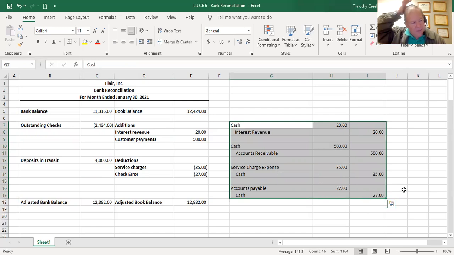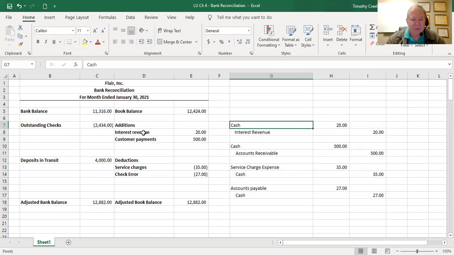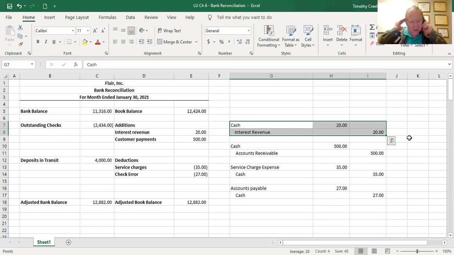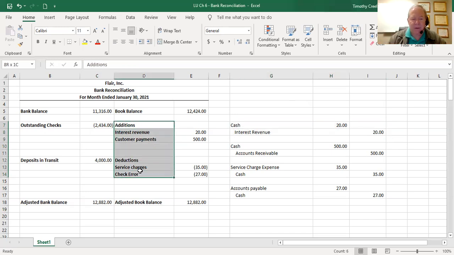So in this case, what we've got to do is the additions, for example, interest revenue. I did a journal entry showing how we would correct that. And notice that anything that's an addition to cash, we're going to debit cash because a debit increases the cash balance. So we would debit cash, we would credit interest revenue. And for any of the things on our side that we need to record a journal entry for, this is the only way it's going to get on the books: if we do this journal entry to record it.